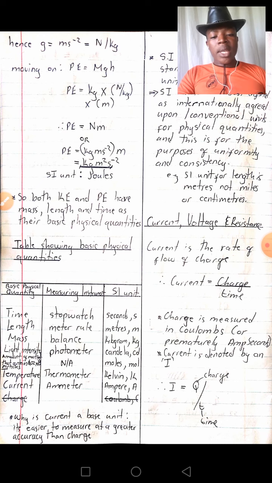We've got mass. It is measured by a balance, and it is measured in kilograms, denoted by capital letter K, small letter g. Capital letter K for kilo.